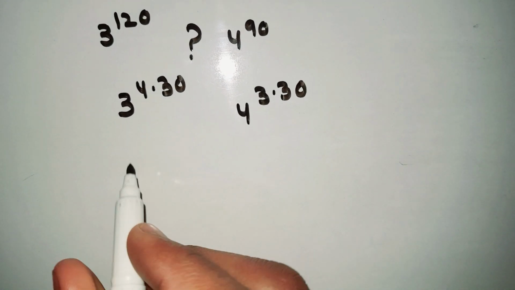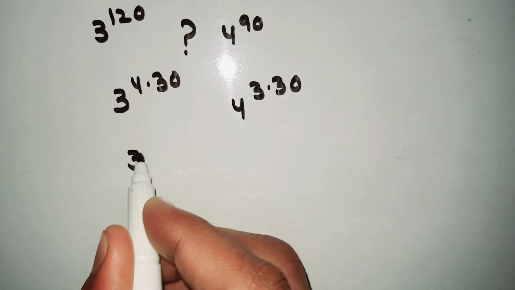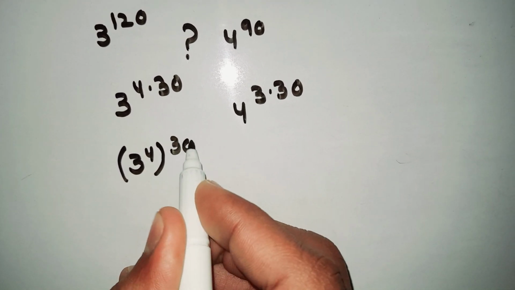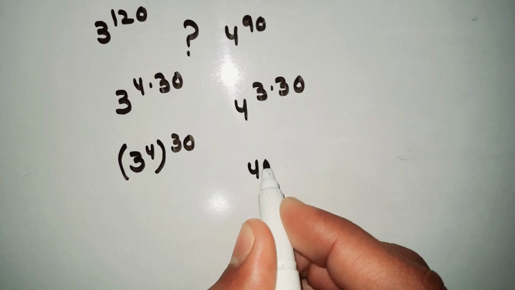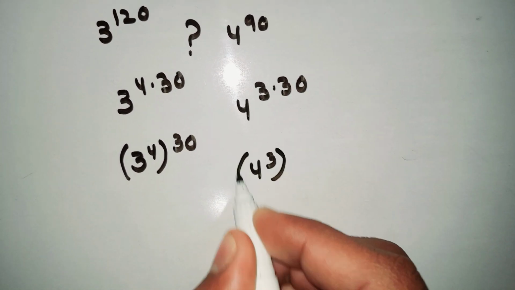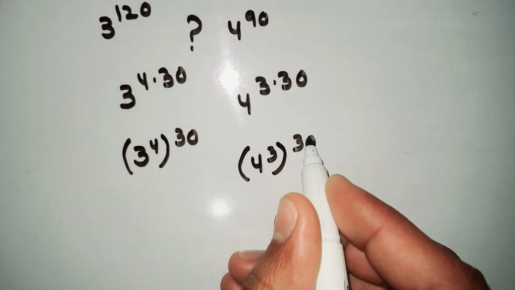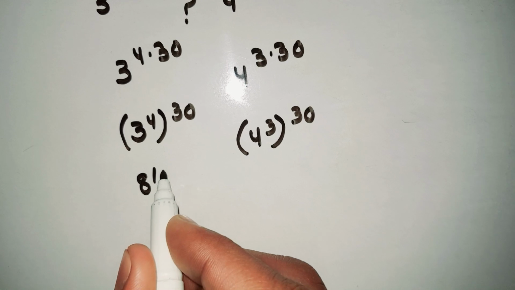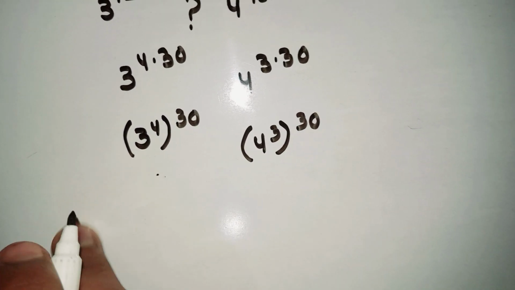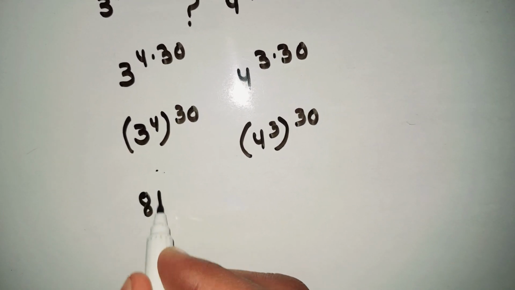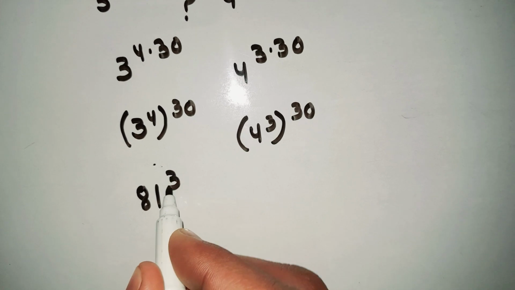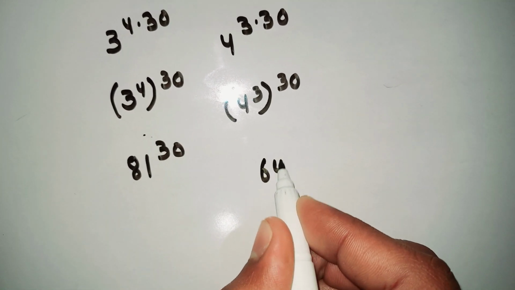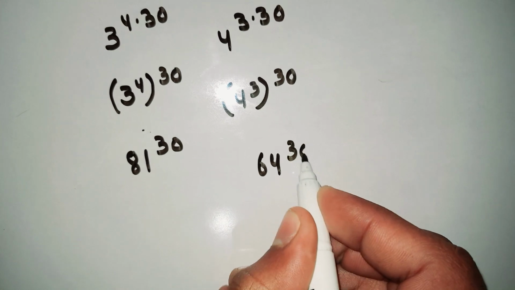So, now here we write (3 power 4) whole power 30, and here we write (4 power 3) whole power 30. So now 3 power 4 is equal to 81. 3 power 4 means 81 power 30, and 4 power 3 means 64 power 30.